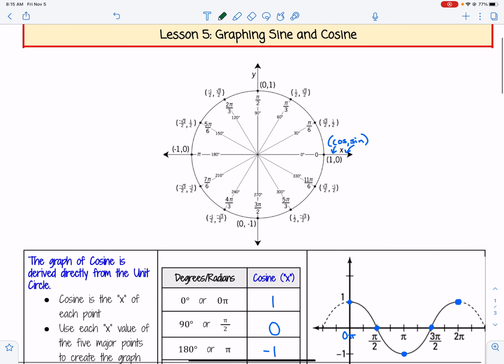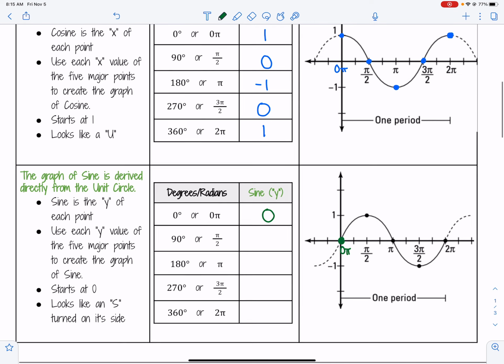Then 90 degrees is the next one. So if you go from this starting point and you go 90 degrees, like rotate around, you see that sine would be 1 because that's the y value right there at that coordinate.